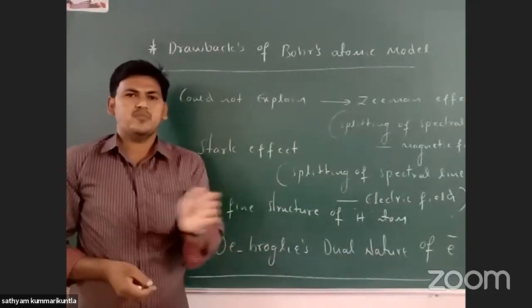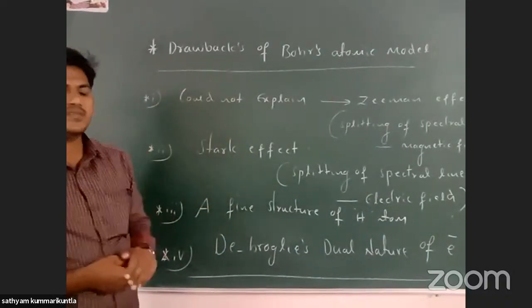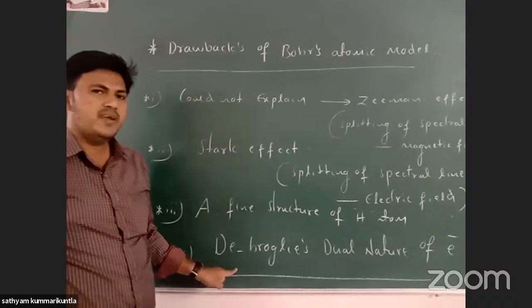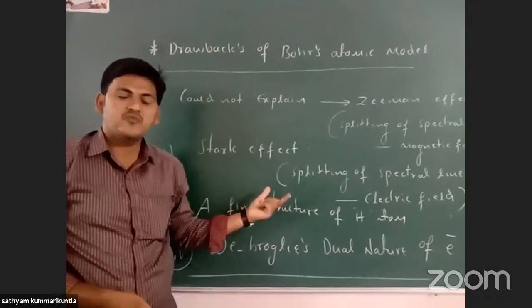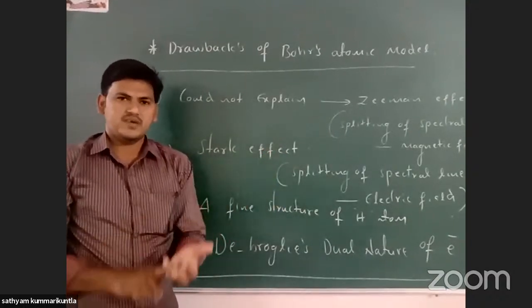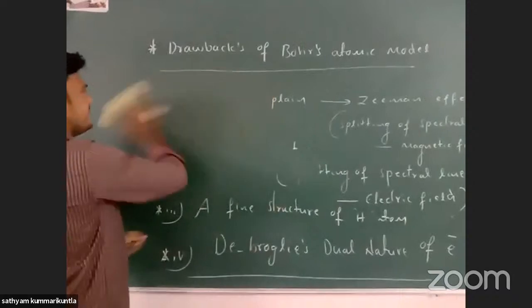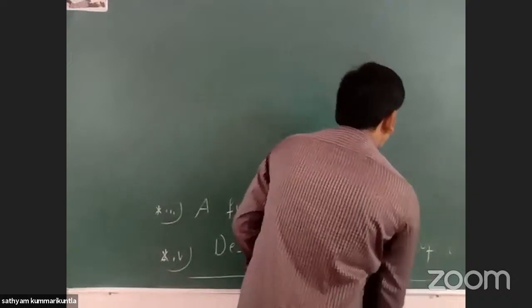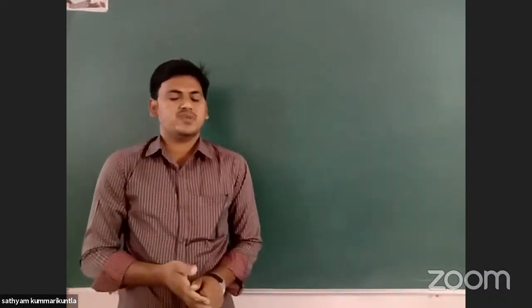So, postulates of Bohr's atomic model, and next, the drawbacks or limitations of Bohr's atomic model. Four drawbacks: Zeeman effect, Stark effect, fine structure of hydrogen atom, and de Broglie's dual nature of the electron. So Rutherford's atomic model is completed, Bohr's postulates are completed, and the drawbacks of Bohr's atomic model are completed.